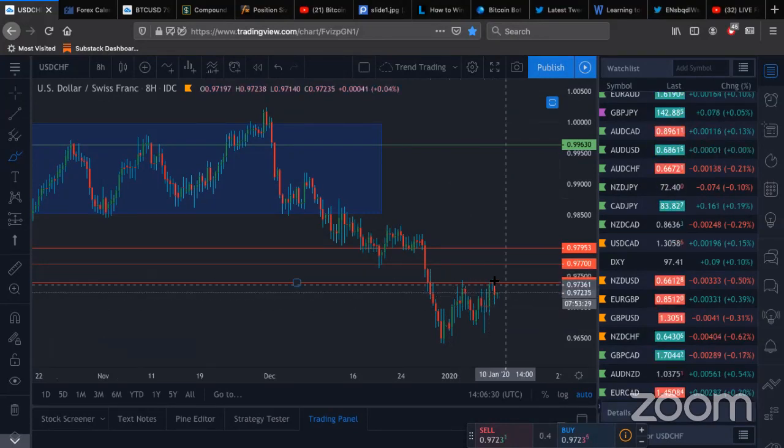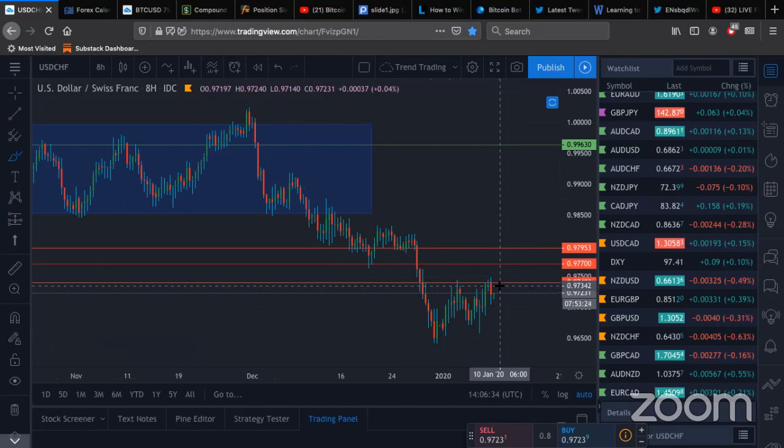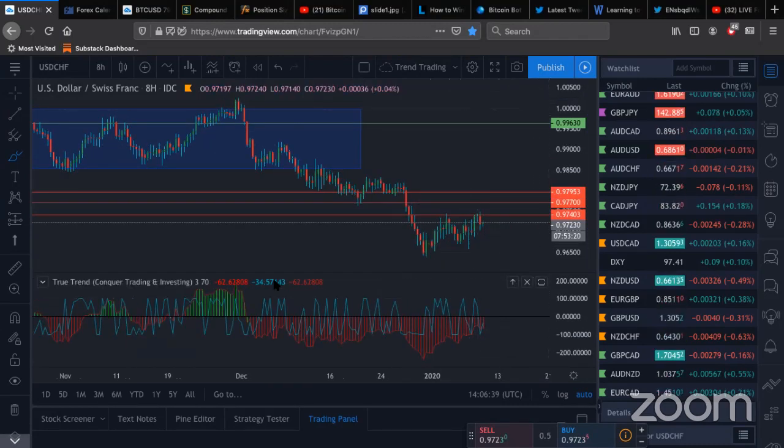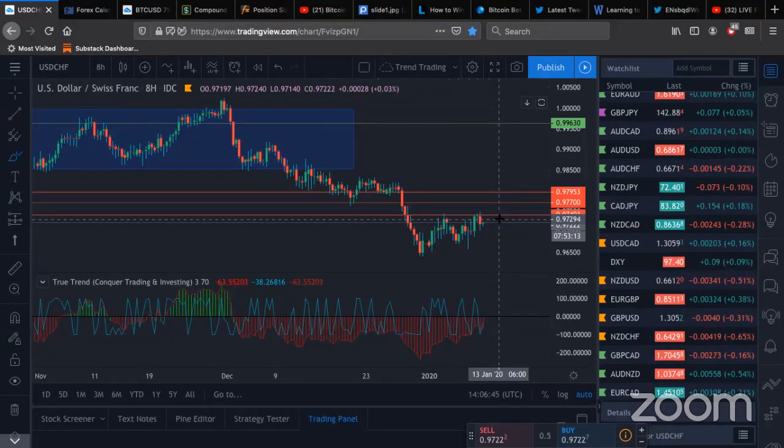Is this resistance going to hold? Is this the place to be selling? It could be, right? It's a trade. It's a good trade. You have everything in your favor: the strong downtrend, price pulled back up into resistance. I see someone leaning against this.